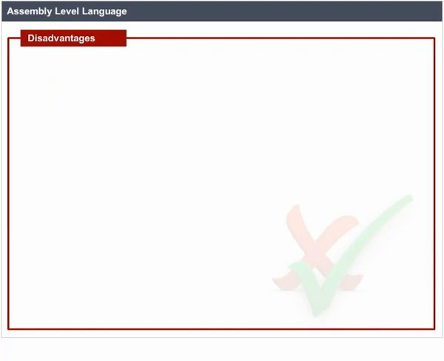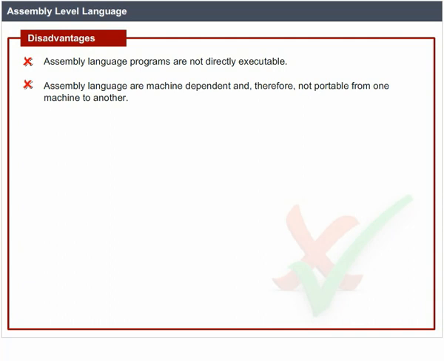Disadvantages: assembly language programs are not directly executable. Assembly languages are machine dependent and therefore not portable from one machine to another. Programming in assembly language requires a higher level of programming skill.